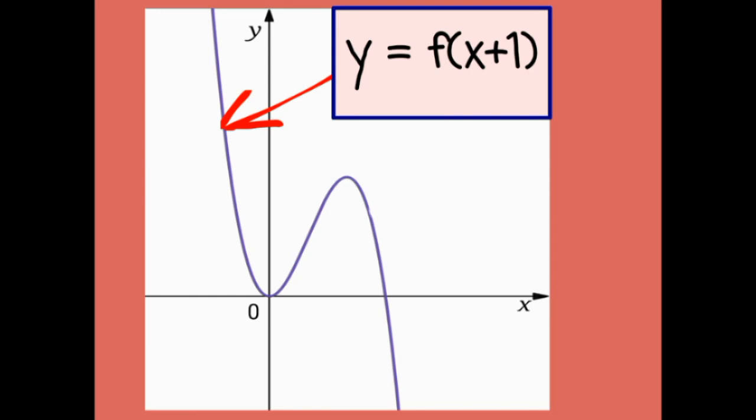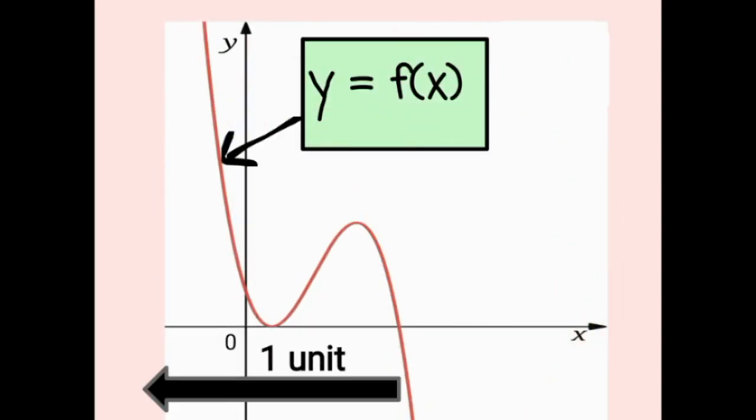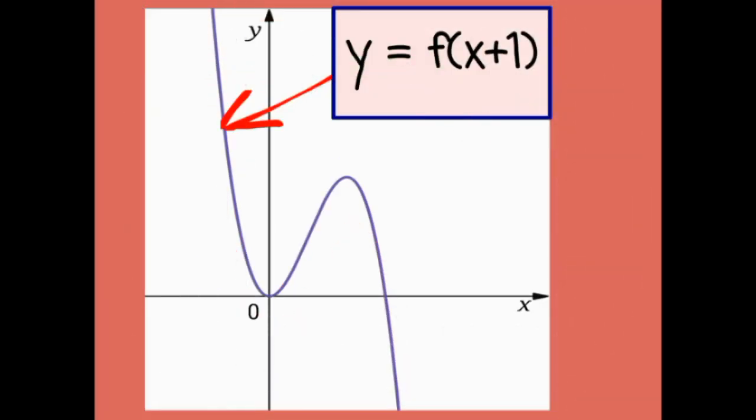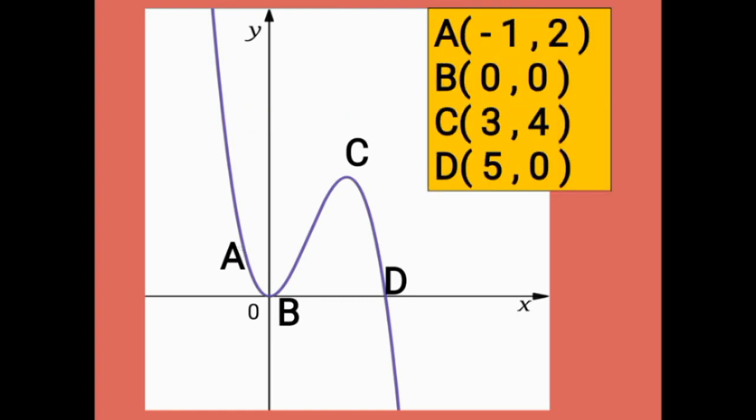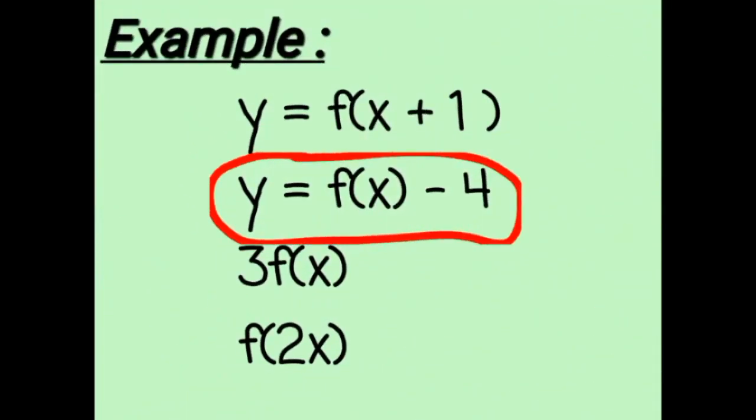Since the graph y = f(x) is translated 1 unit in the direction of the negative x-axis, here we subtract 1 from all the x-coordinates. So the coordinates for A, B, C and D are now (-1, 2), (0, 0), (3, 4) and (5, 0) respectively.